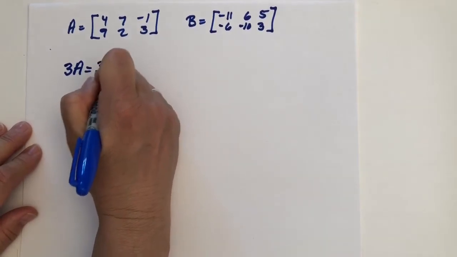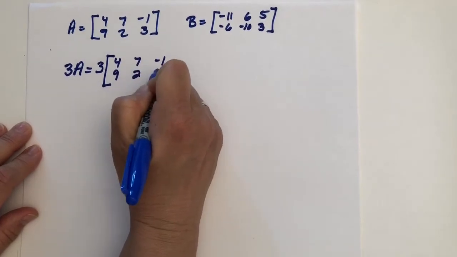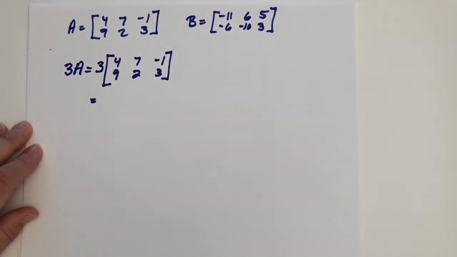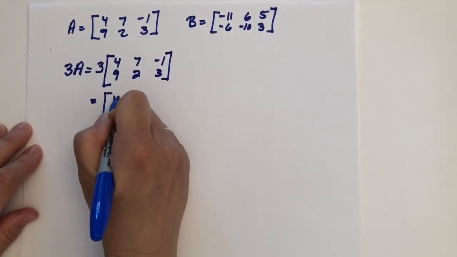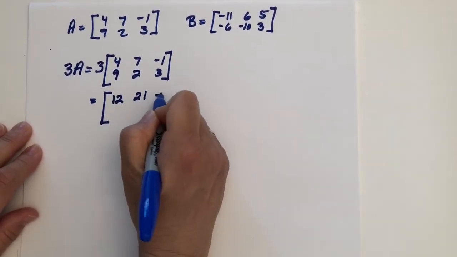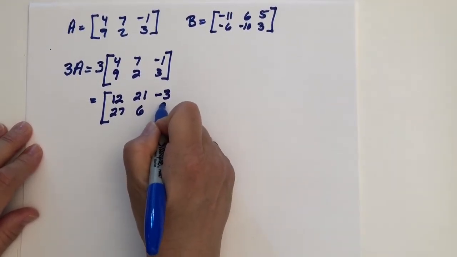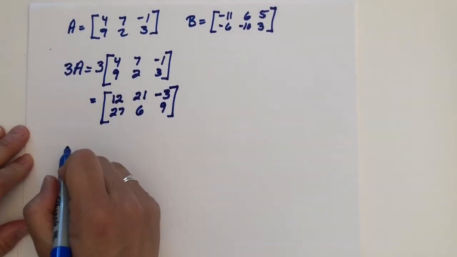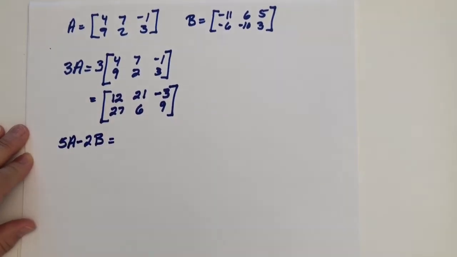So if we have written it out, it's 3 times 4, 7, negative 1, 9, 2, 3. We'll multiply each entry of the matrix by that scalar. So we have 3 times 4, 3 times 7, 3 times negative 1, 3 times 9, 3 times 2, and 3 times 3. And the scalar multiplication is done. Let's do one more problem. How about 5A minus 2B?